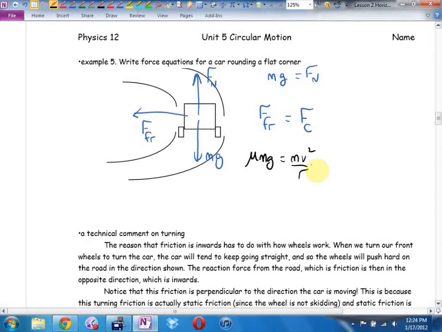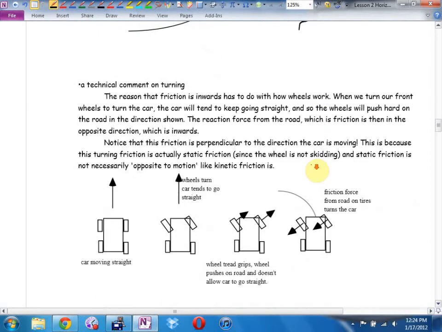So a technical comment on turning. The reason that friction is inwards has to do with how wheels work. When you turn your front wheels to the left, for example, the car wants to keep going in a straight line. That's Newton's first law. So the wheels, because the car wants to go straight, push against the road in that direction. Now Newton's third law kicks in. Forces come in pairs. The road pushes in that direction, which happens to be towards the center of the circle.